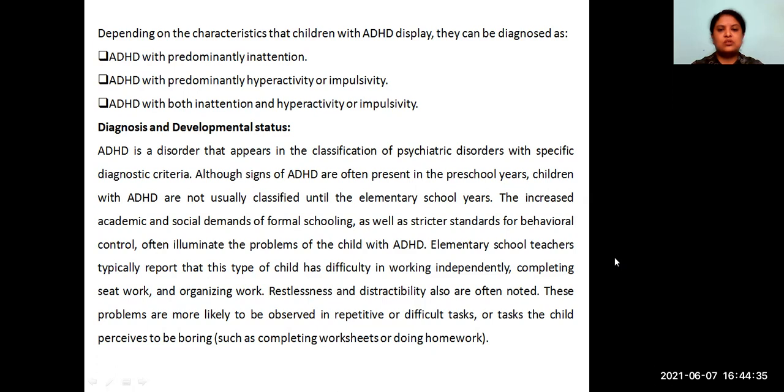And in the preschool itself, you generally don't identify them, because unless and until they come to elementary school years, they don't have to sit in one place and listen to the teacher. The increased academic and social demands of formal schooling often illuminate the problems of children with ADHD. Elementary school teachers typically report that such children have difficulty in working independently, completing seat work, and organizing work. They are restless, they are distracted, and the problems are more likely to be observed in repetitive or difficult tasks, or tasks the child perceives to be boring.